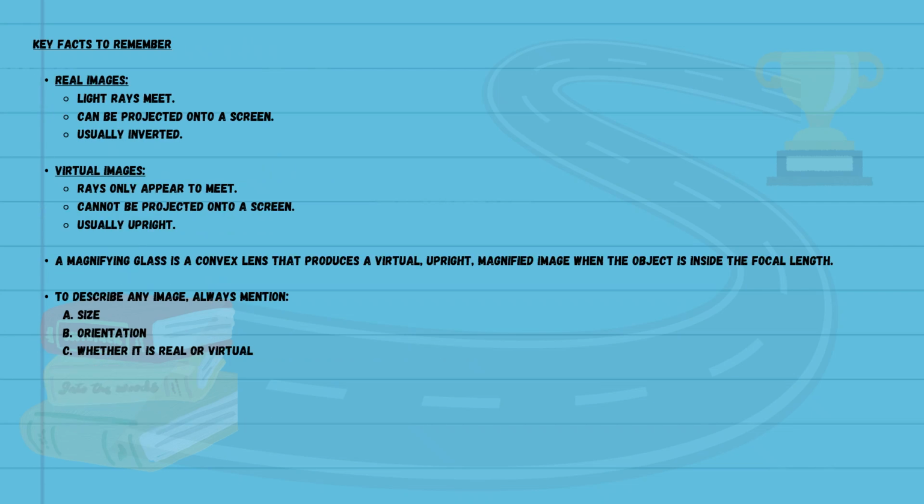Key facts to remember. Real images: light rays meet, can be projected onto a screen, and are usually inverted. Virtual images: rays only appear to meet, cannot be projected onto a screen, and are usually upright. A magnifying glass is a convex lens that produces a virtual, upright, magnified image when the object is inside the focal length. To describe any image, always mention the size, the orientation, and whether it's real or virtual.